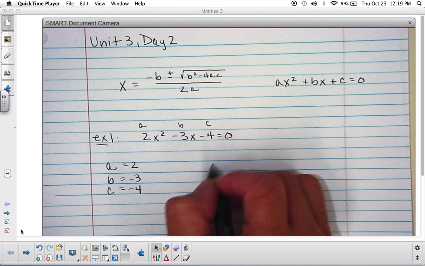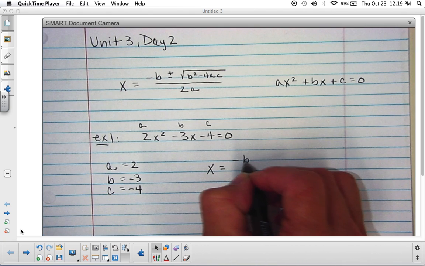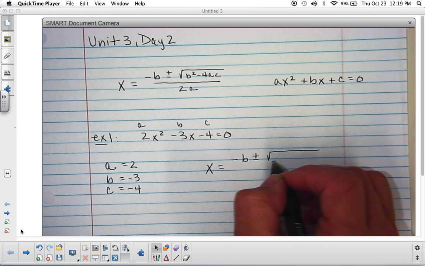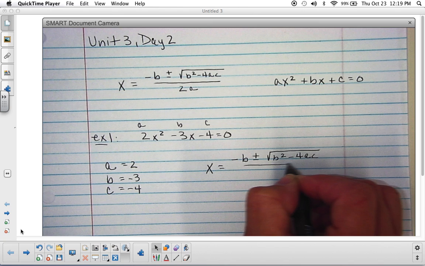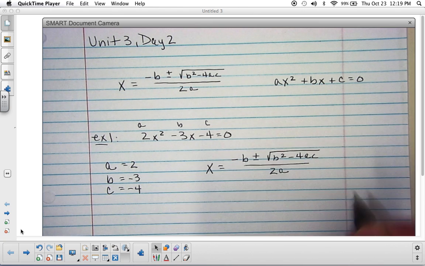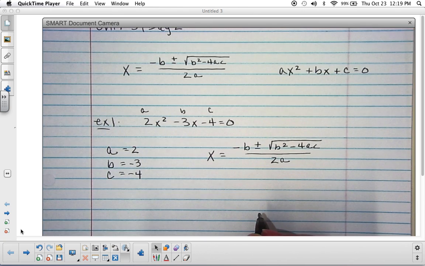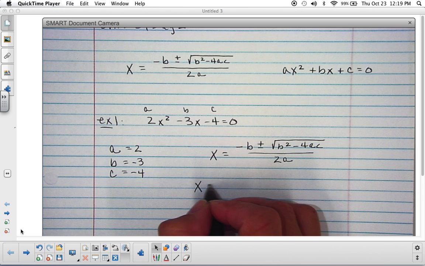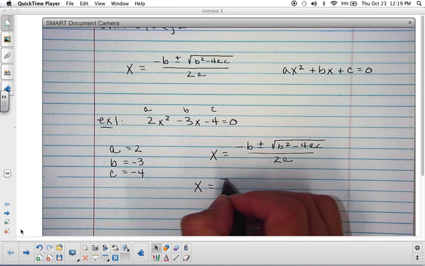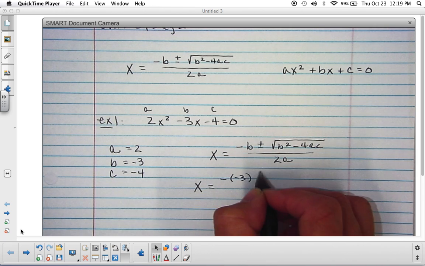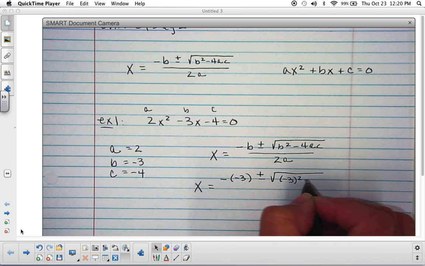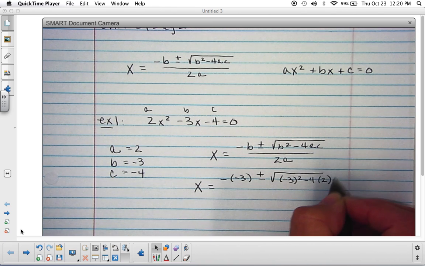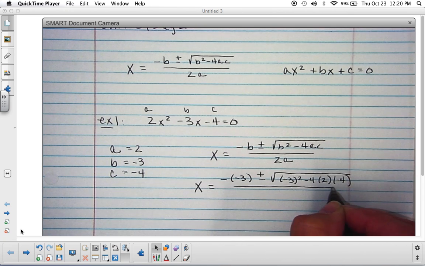And then we're going to plug right into the formula. I would like you to write the formula every time that you're going to use it. It will help you memorize it. You'll be deducted a point if you don't list the formula before you plug into it. So let's go: x is equal to, b was negative 3, plus minus the square root of negative 3 squared minus 4 times the a times the c, all over 2 times a.